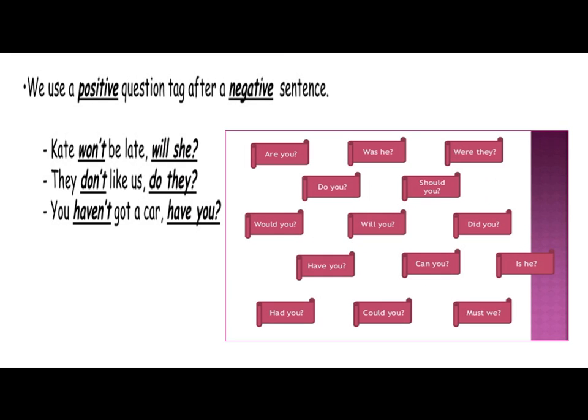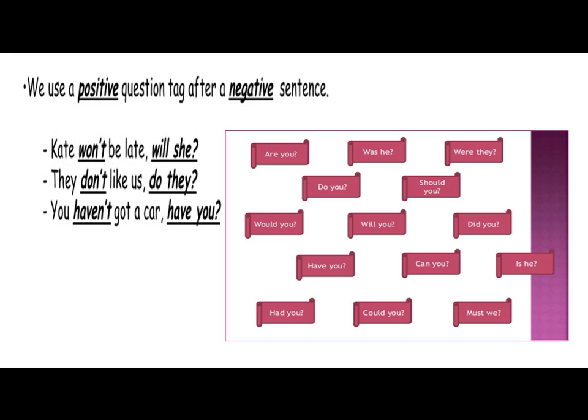Next, some of the examples for the positive question tag. We use a positive question tag after a negative sentence. Kate won't be late, will she? They don't like us, do they? You haven't got a car, have you?